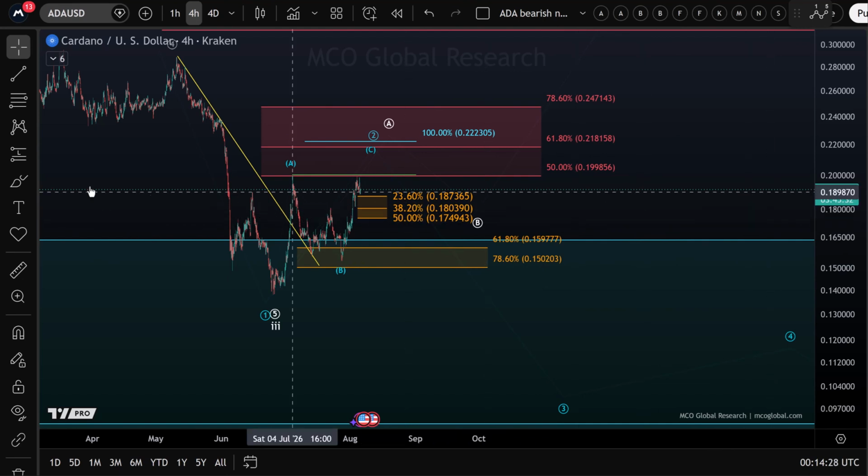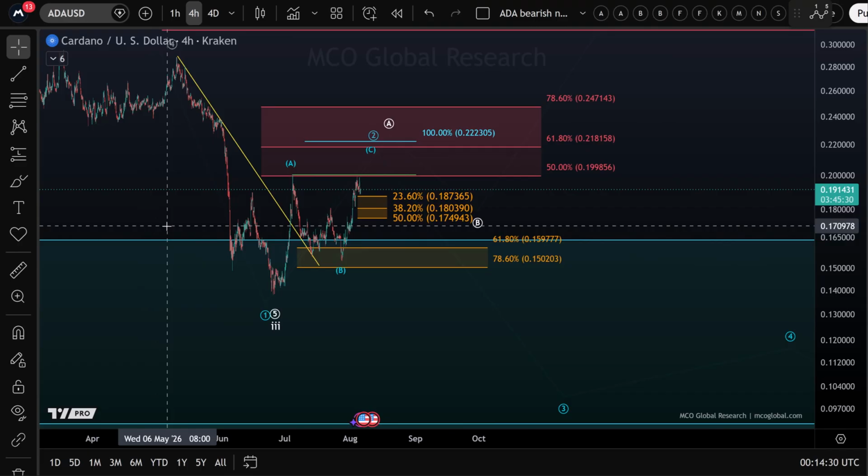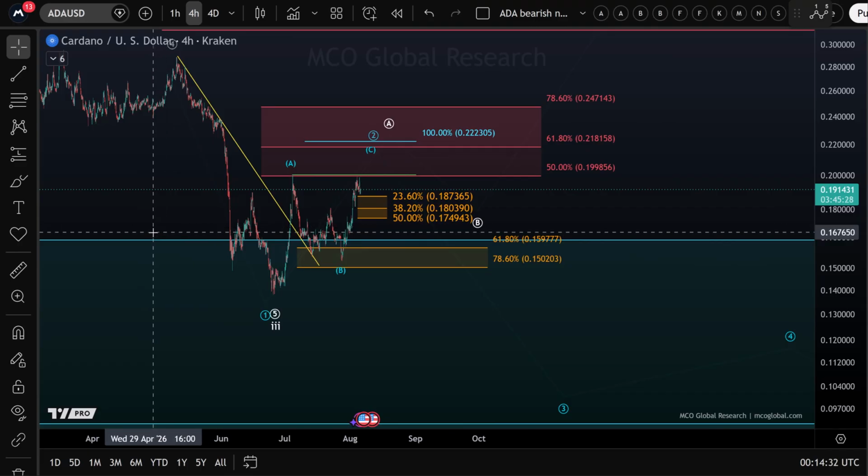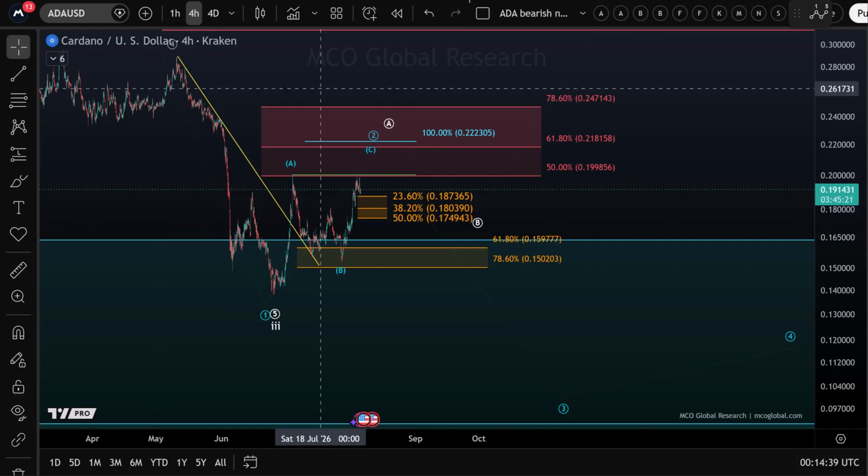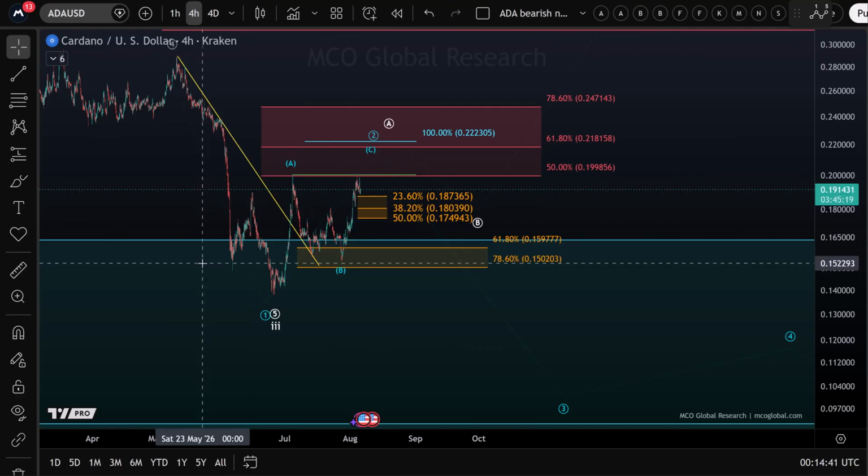And so I hope this gives you a good idea of what we are watching for on the ADA chart. I would expect a little bit more upside, but overall it does seem to be like a corrective rally, and there's currently not enough evidence to say that a major low has formed. I'll of course keep you updated.